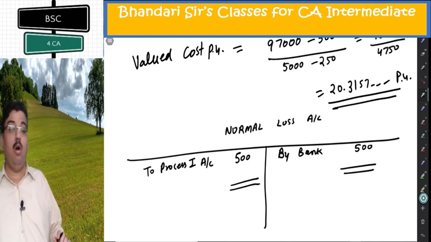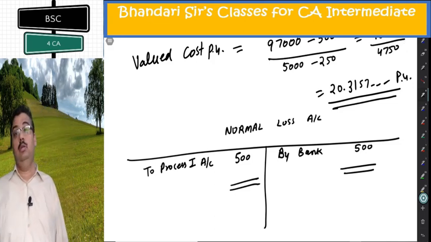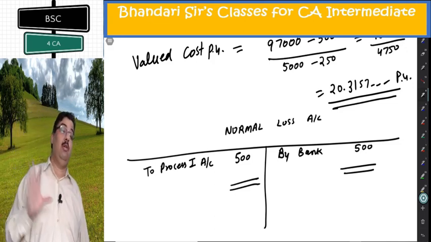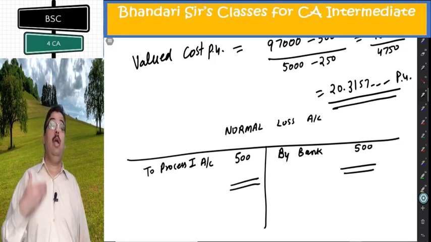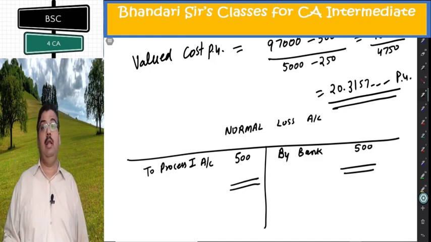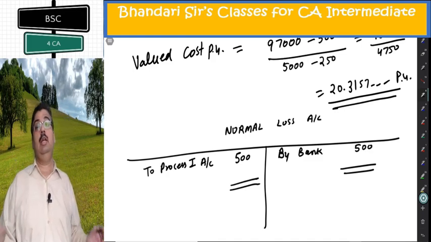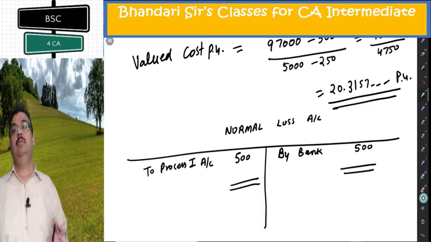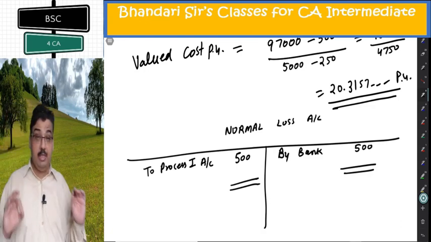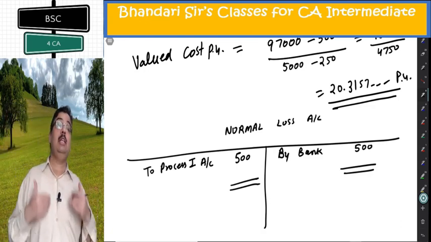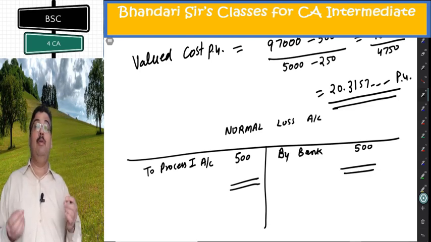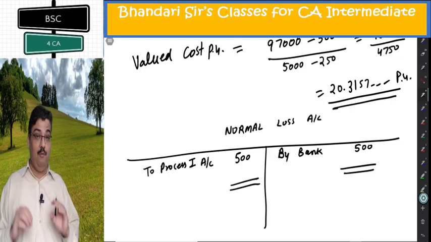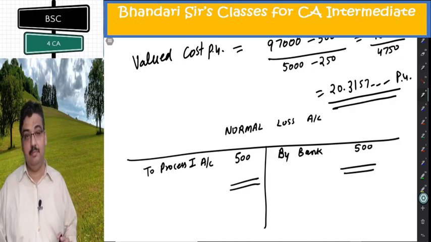When you make normal loss, don't think of putting costing P&L at all. Costing P&L is meant for abnormal items. So in abnormal loss and abnormal gain, the balancing figure will be costing P&L. In normal loss account, you are just getting it realized by bank. That's it. This was a basic example again. The next one will carry abnormal loss and the next to next will carry abnormal gain. So try to focus on the next examples.